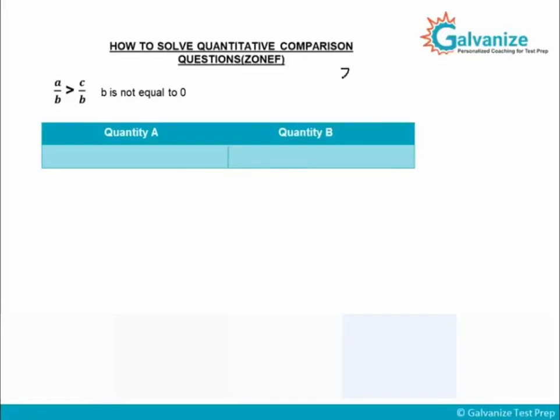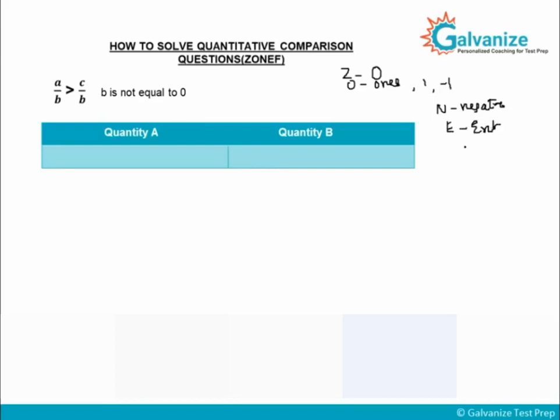ZONF is a mnemonic where Z stands for 0, O stands for the ones. It could be -1 or +1. The number 1, I mean 1, -1. N stands for negative numbers. And then E stands for extremes.